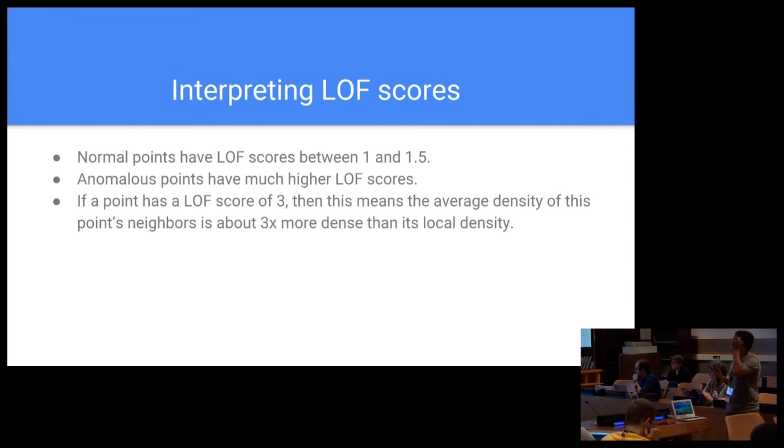You come from a less dense region, so the value is much higher. And so let's say a point has an LOF score of 3. That means the average density of that point's neighbors is about 3 times larger than its local density, which means it comes from a region that's about 1/3 as dense. And that's kind of strange, because the points near you are nothing like you at all. And so that's sort of our definition of an anomaly. It's nothing like its neighbors.